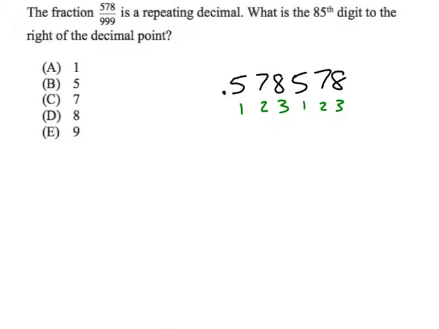Okay, so question number one says that the fraction 578 over 999 is a repeating decimal. So if you enter that on your calculator, you will see that it gives you 578578 repeating. So it wants to know what the 85th digit is.